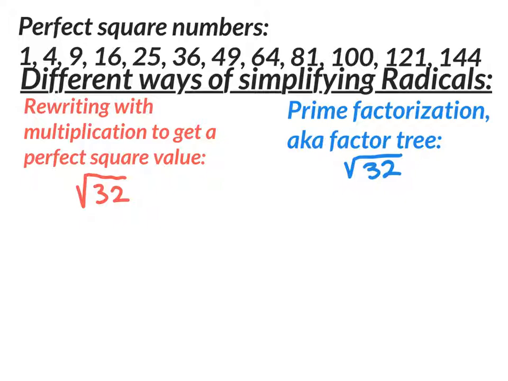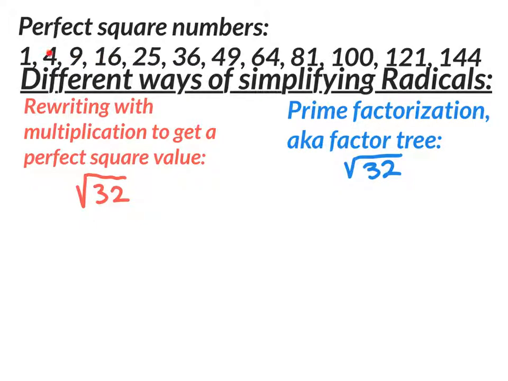So I have my perfect square number list up here, and 32 is not up there in the perfect square number list. If it were the square root of 36, the answer would be 6. So we want a perfect square number in here. So you got to look at these numbers and think, what could you break 32 down to with multiplication?